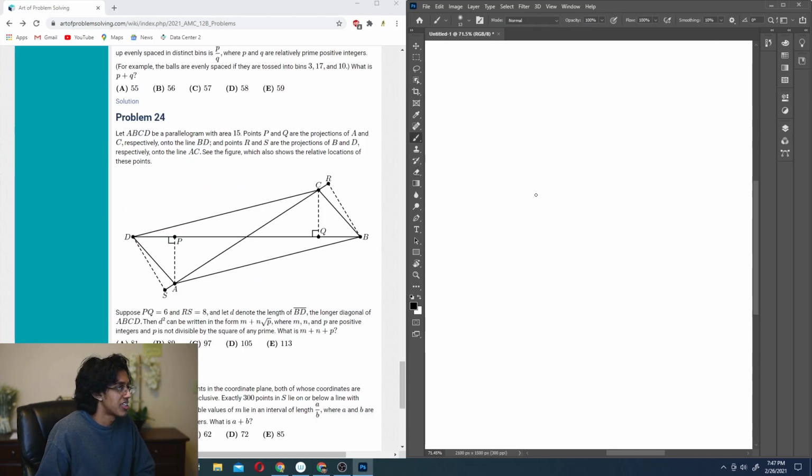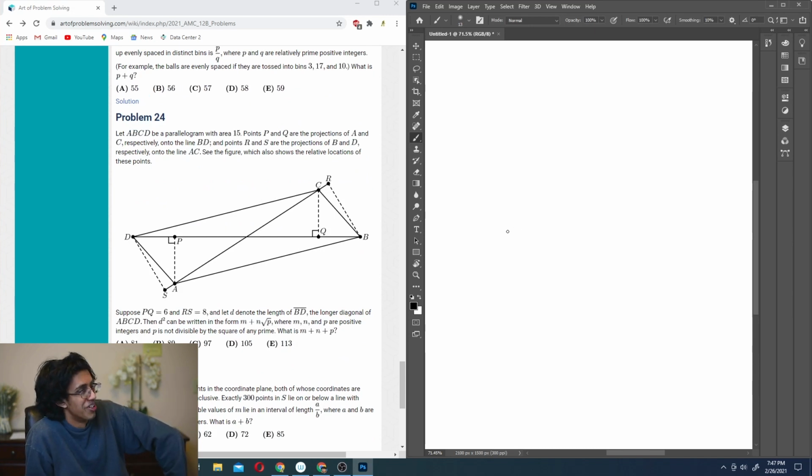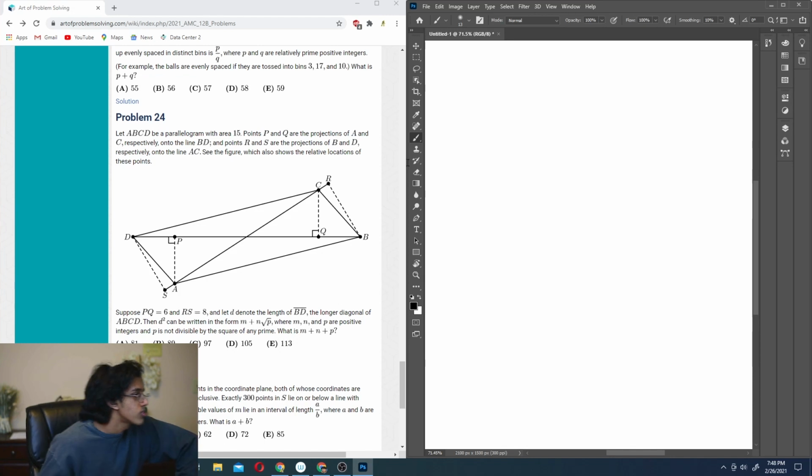So, ABCD is a parallelogram with area 15, points P, Q are projections of A and C respectively onto the line BD. And points R, S are projections of B and D, okay, blah blah. Okay, so I mean, you didn't have to read that, we just look at the diagram. So, suppose, wait, are these on the same line? Wait, what? So, B on AC, right? Yeah, okay, yeah. Suppose PQ is 6, RS is 8, and let D denote the length of BD, longer diagonal.